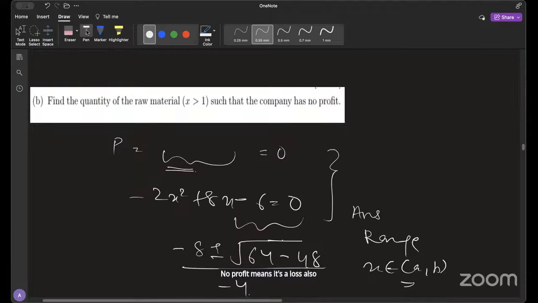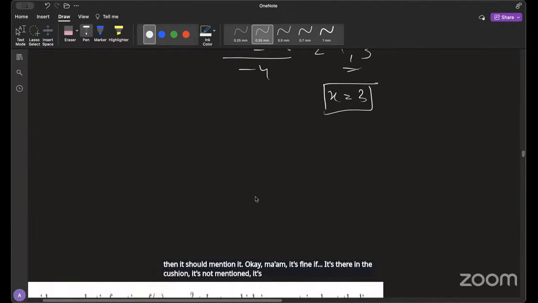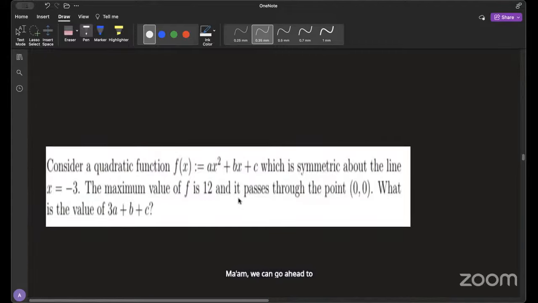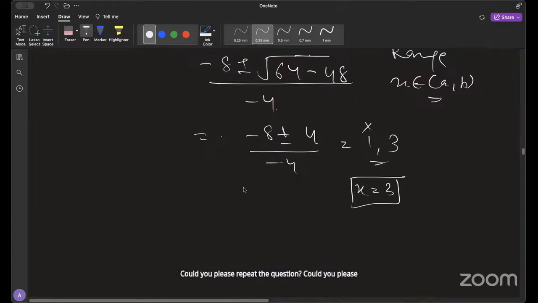If in the question it has mentioned no profit, then it should be equal also, right? You just make ends meet. There's no mention of loss. Okay, ma'am, it's fine. If it's not mentioned in the question, we can go ahead to the next question. Could you please repeat the question? Could you please explain it again?